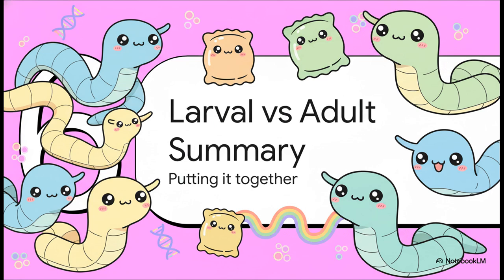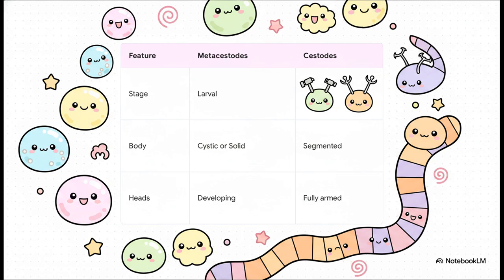Section 6. Larval versus adult summary. We've covered a lot of ground today. From teenagers to adults, let's pull it all together. Use this summary to anchor the crucial differences in your mind. On one side, we have our developing teenagers, the metacestodes. They're either fluid-filled cysts acting like single or multi-seeded water balloons, or they're solid, unsegmented larval forms. On the flip side, we have our fully mature cestodes, characterized by their segmented proglottid bodies and fully armed, highly specialized scolices with hooks shaped like anchors, hammers, or thorns.